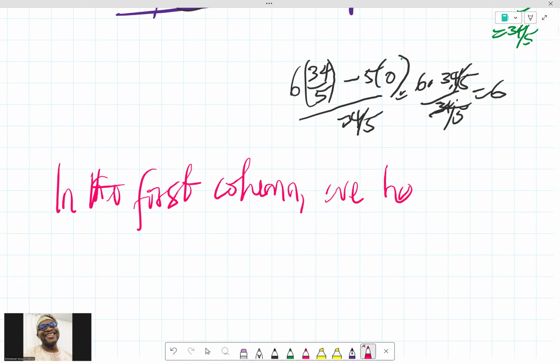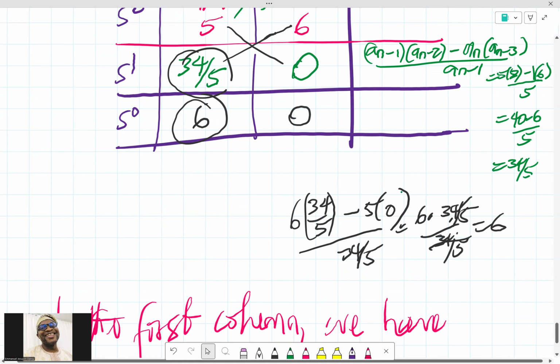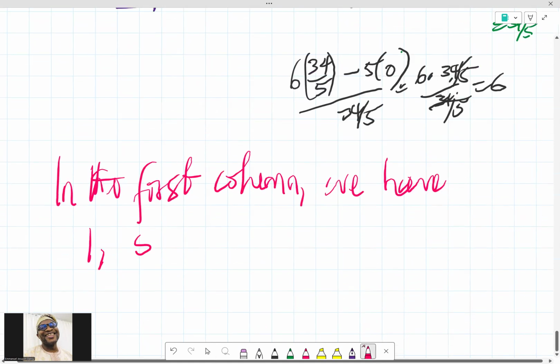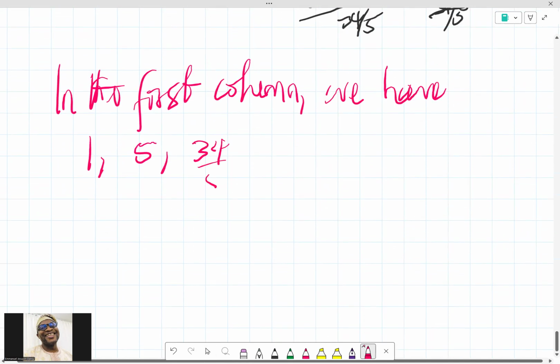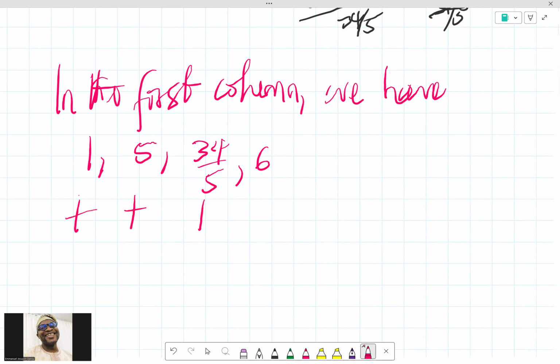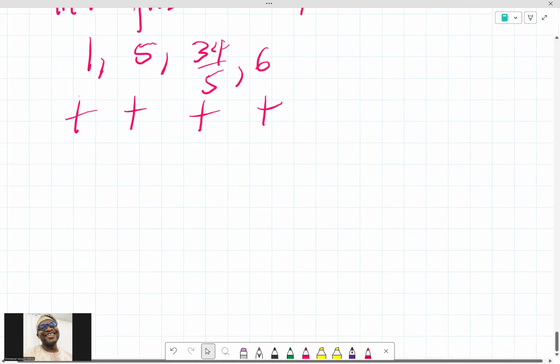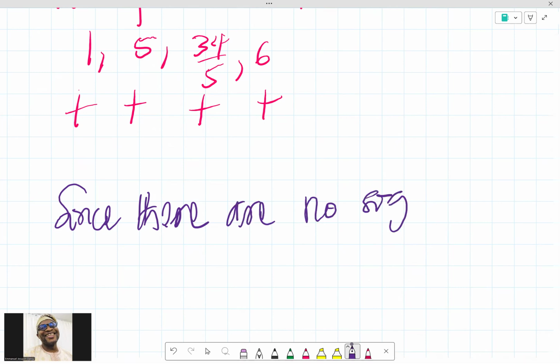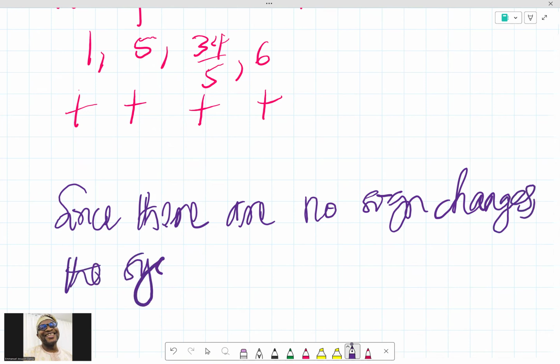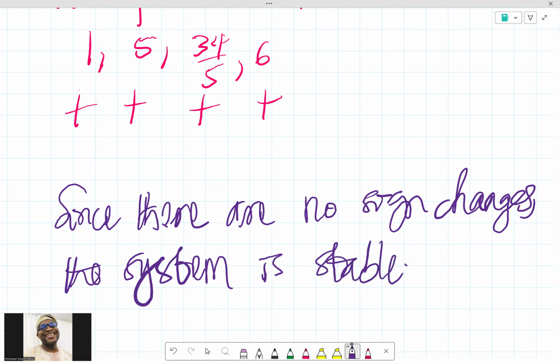In the first column, we have the numbers there. That's 1, 5. What's the next thing? 34 over 5 and 6. So you can see everything is positive. This one is positive. This is positive. This is positive. This is also positive. So since that is the case, since there are no sign changes, the system is stable.